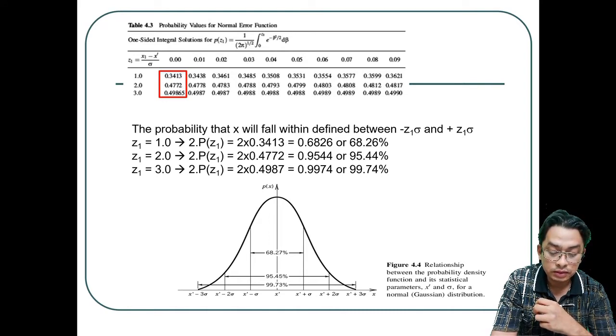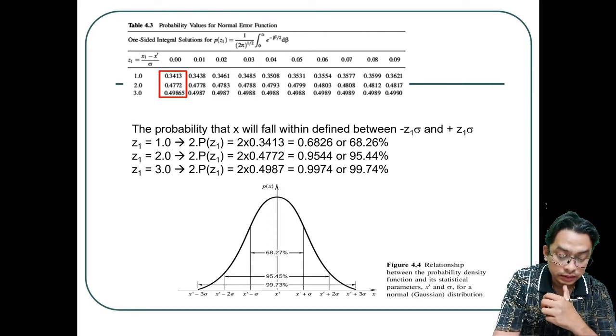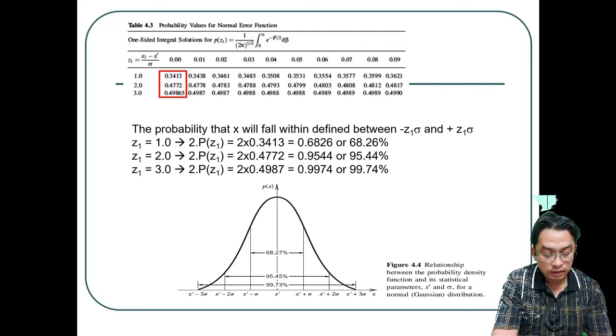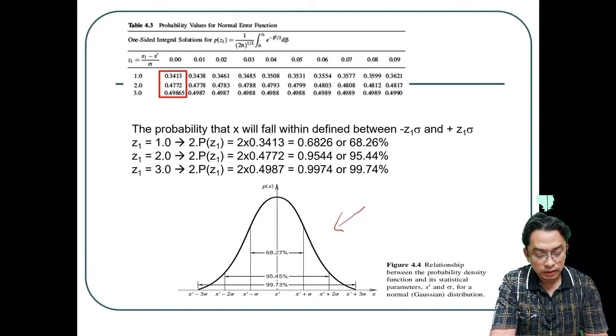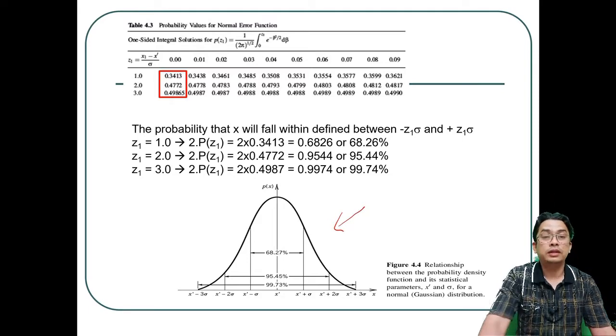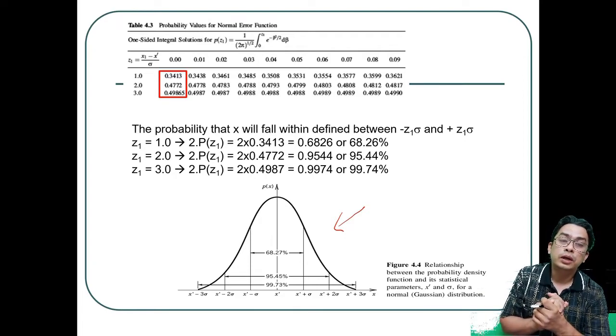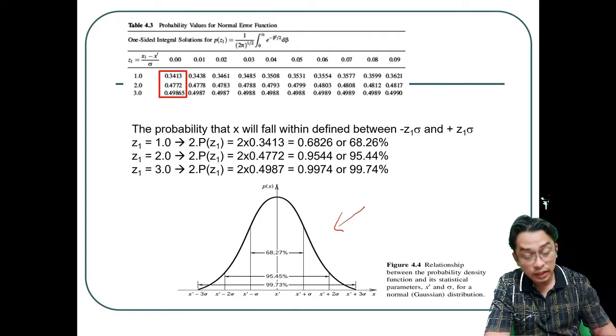So its value for pz is 0.3413, 0.4772 and 0.49865, for z equal to 1, z equal to 2 and z equal to 3. So the result is, z equal to 1 is 68.26%, z equal to 2 is 95% coverage, and z equal to 3 is 99.74%. So in the figure it looks like this. You can see in the figure that the larger value of z will give a larger area of the measurement to appear in the range, in the interval.